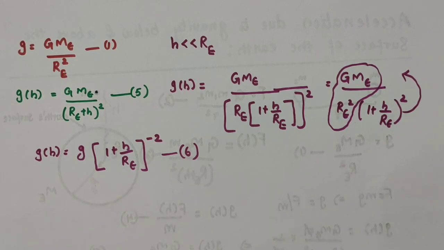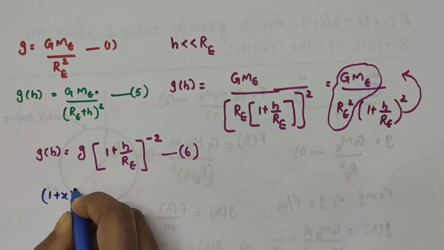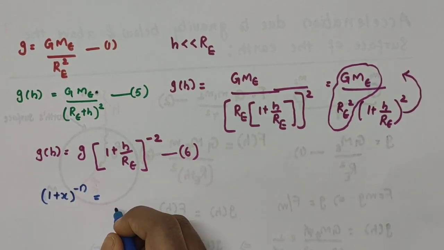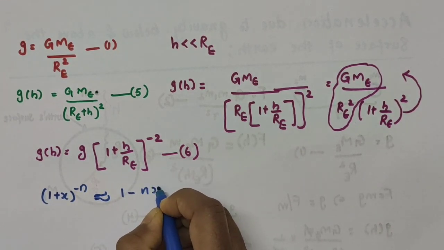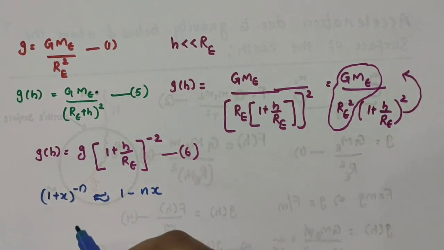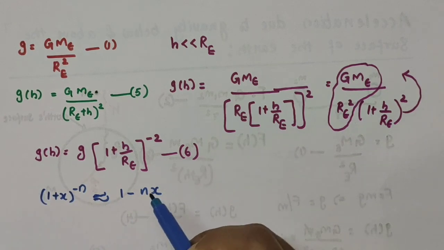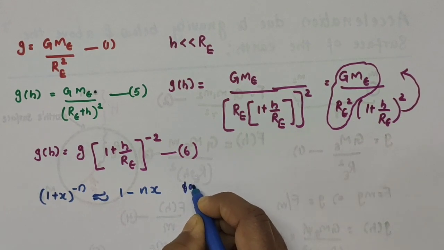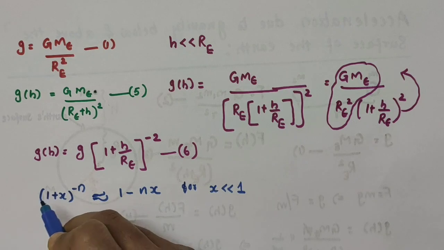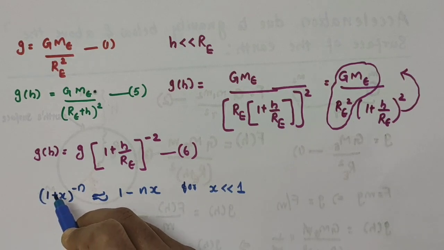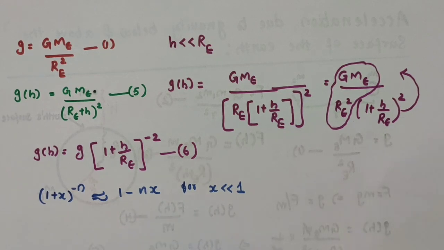Now, by using the binomial expansion, we have (1 plus x) raised to minus n is approximately equal to 1 minus nx, for x less than 1. That is, when x is very much less than the value of 1, then (1 plus x) raised to minus n can be approximated to 1 minus nx.